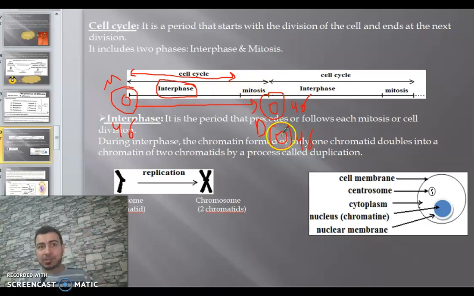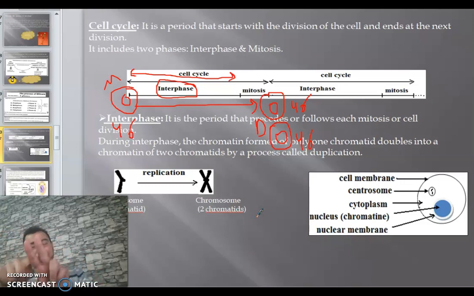At the end of mitosis, 2 daughter cells are obtained. Each cell goes back and does interphase, mitosis, interphase, mitosis. That's why it's called the cell cycle, because it repeats itself. So the cell cycle is the time needed for the cell to divide.